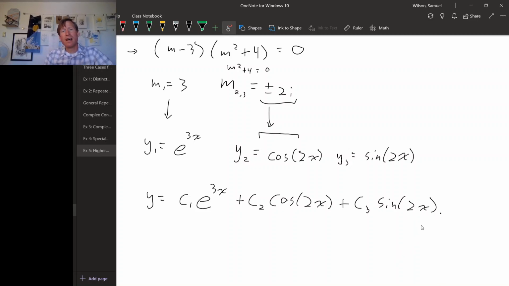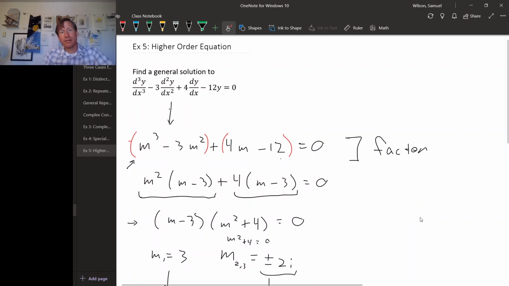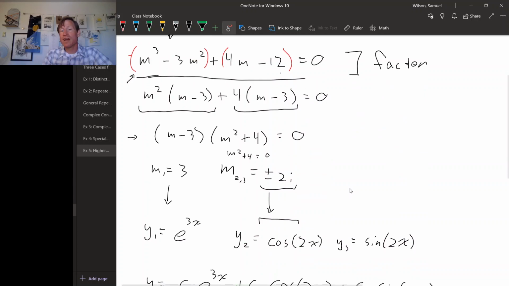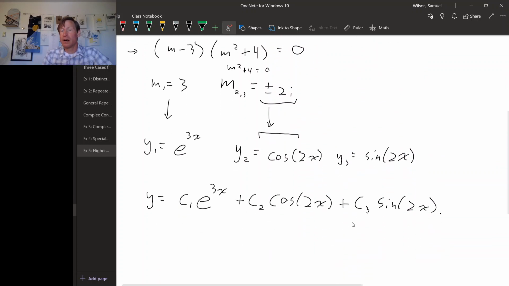So you can see any linear homogeneous differential equation with constant coefficients of any order, in principle you can solve if only you could factor the characteristic equation. Now in practice that's quite difficult. I actually specially formulated this example to make this factoring doable. But in principle, if you can find the complex roots to the characteristic equation, you can write down all of the solutions to the differential equation.